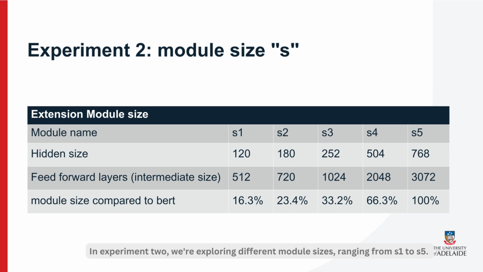In experiment 2, we are exploring different module sizes, ranging from S1 to S5. Here, S5 represents a full-size transformer module. S1 to S4, on the other hand, are partial modules, each with a unique ratio compared to a full-size module. The table here provides insight into the corresponding hidden size, the number of feed-forward layers, the intermediate size, and how these parameters relate to the original BERT model. This experiment helps us understand the impact of module size on our model's performance and capability.